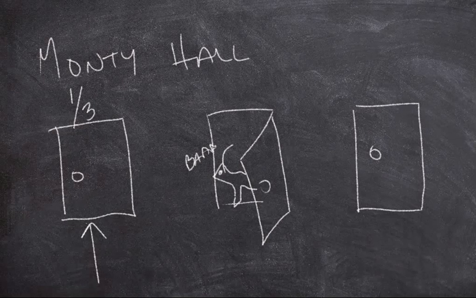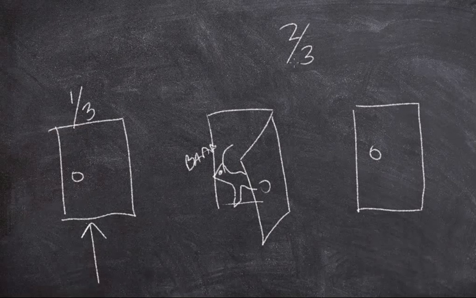Now let's explain why that is the case. As we said before, when you choose a door, it's a 1/3 probability that the car is behind that door, which means that it is a 2/3 probability that it's behind one of the others, or behind one of the doors that you didn't pick.